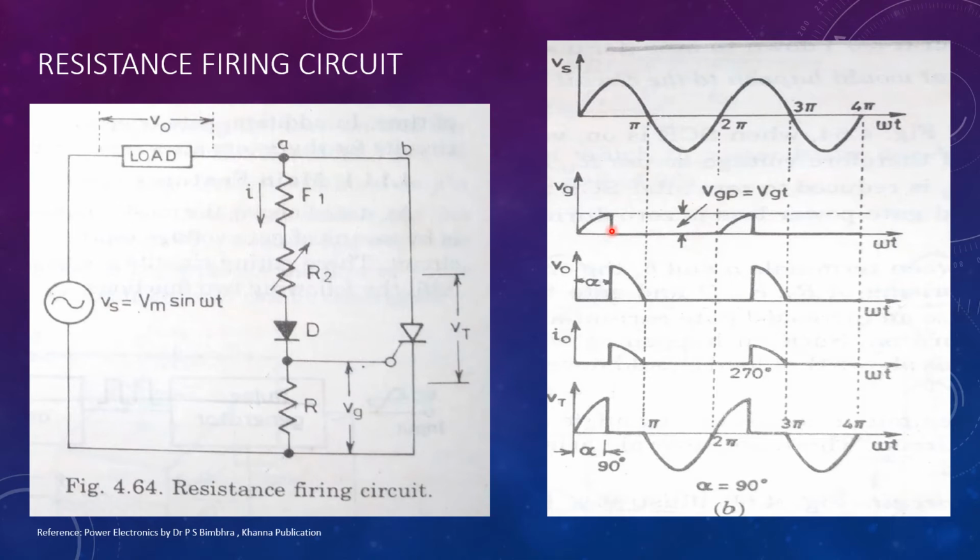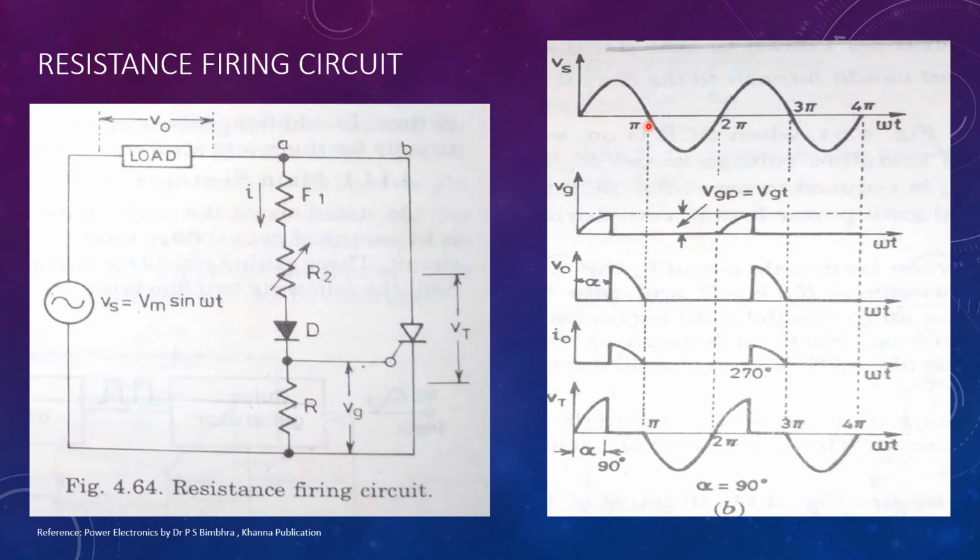At omega t equal to 90 degree, since the SCR has turned on and it acts like a closed switch, voltage across a closed switch is 0. Therefore, 0 is shown over here.